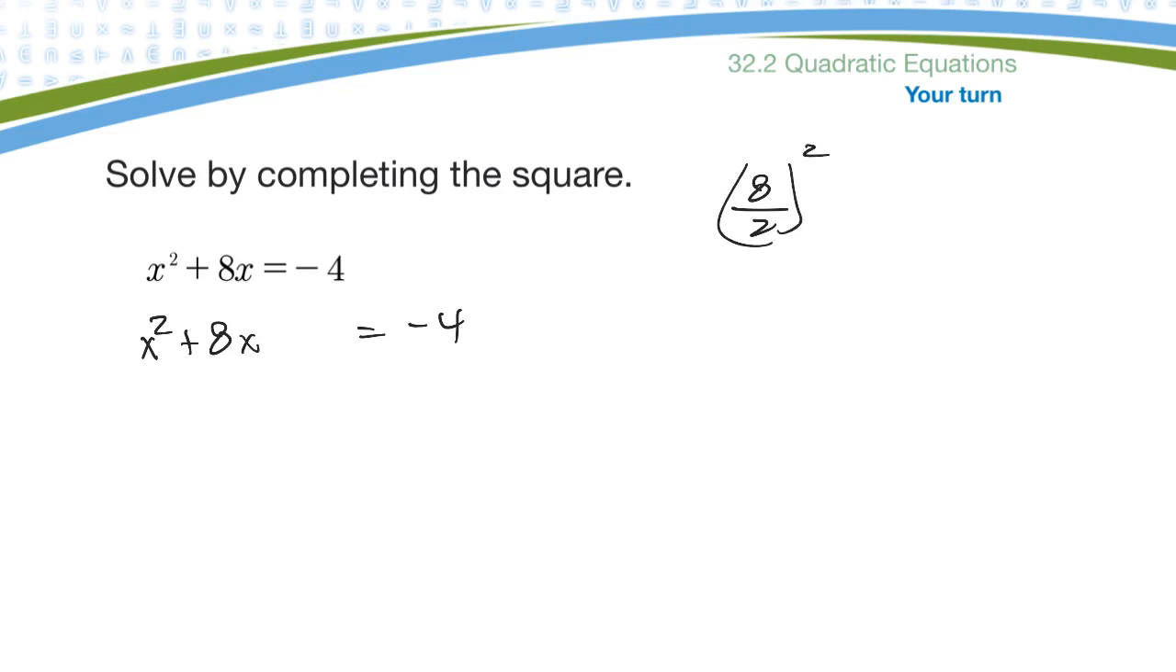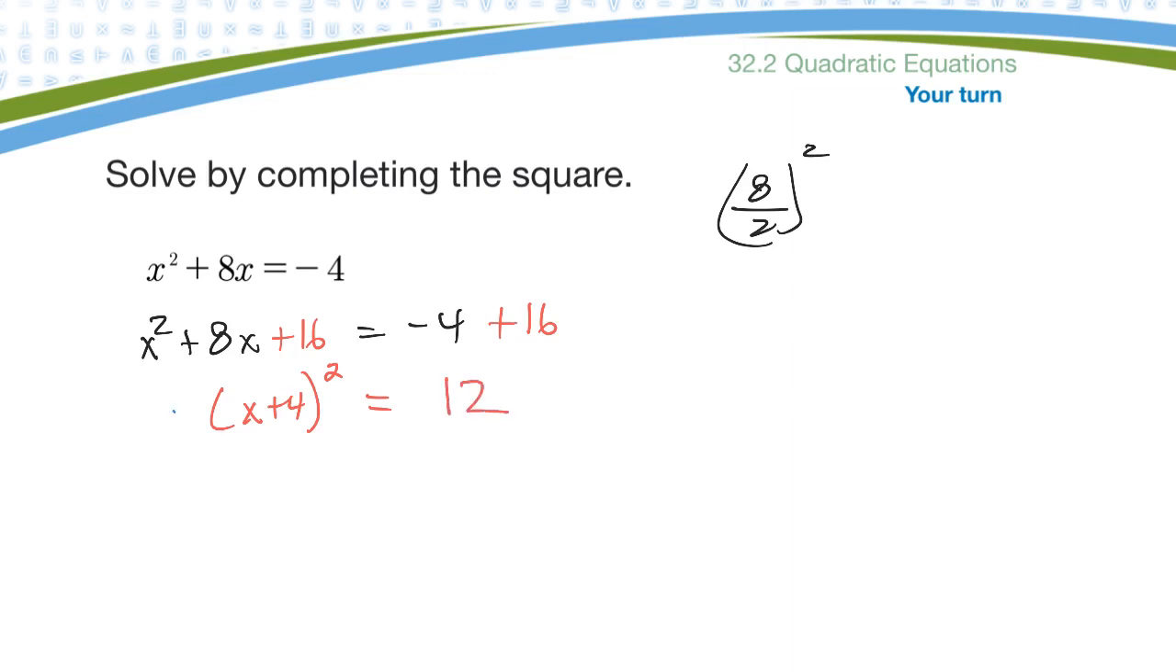8 divided by 2 is 4, squared is 16. So I'm adding 16 on this side, adding 16 on this side. When I factor this, I'm going to get x plus 4 times x plus 4. I'm just skipping a step. We'll call that (x plus 4) squared is equal to 12.